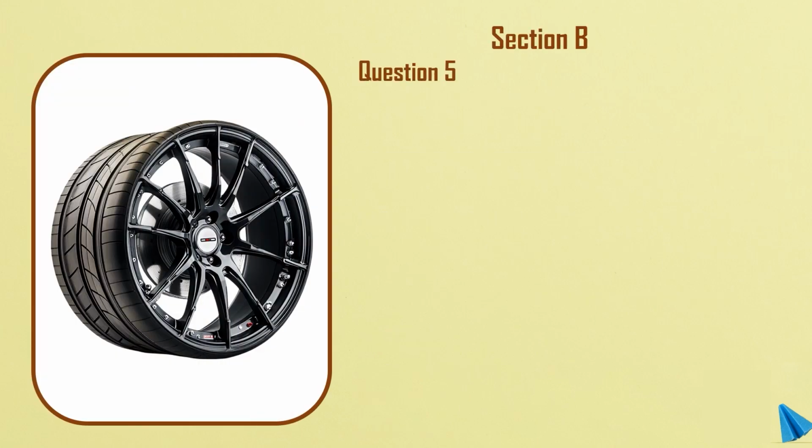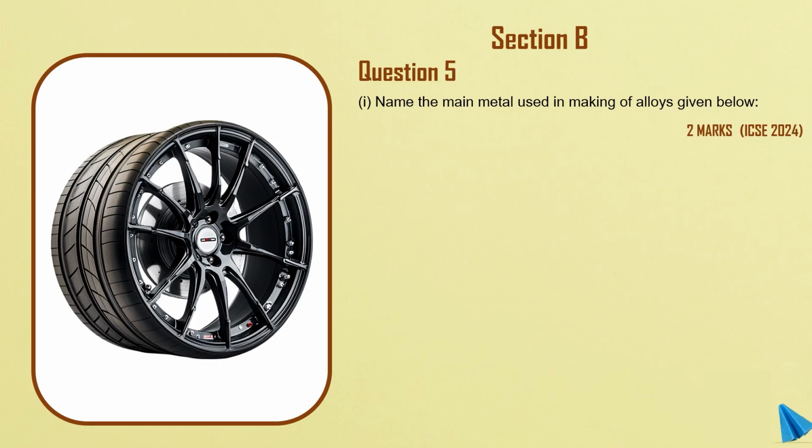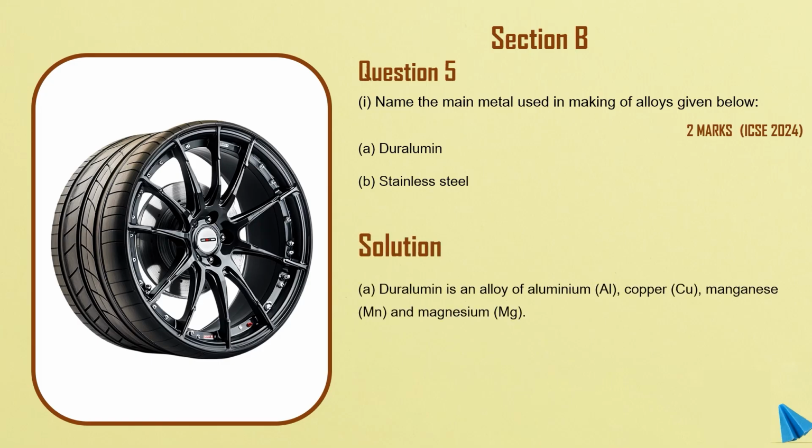Let us see a new question, that is your question number 5 now. The first subpart of question number 5 says name the main metal used in making the alloys given below. First is duralumin, second is stainless steel. Let us see the solution. Duralumin is an alloy of aluminium, copper, manganese and magnesium, and stainless steel is an alloy of iron and chromium.